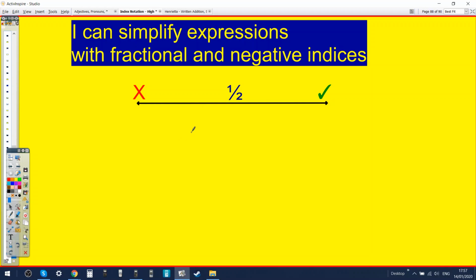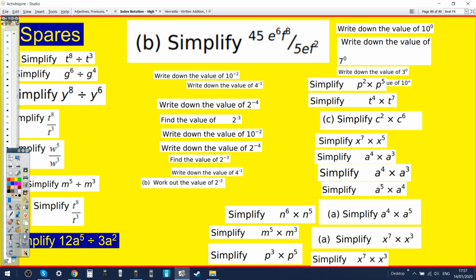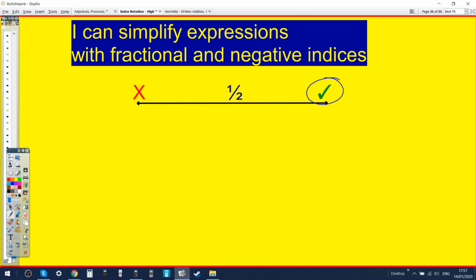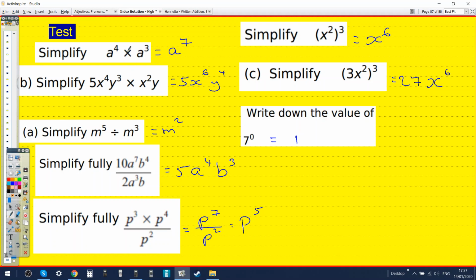Yeah, I think I'm good. Yeah, you did great. Well done, Carlos. So, yeah, you did your test. When you're multiplying, you add the powers. When you're dividing, you subtract the powers.